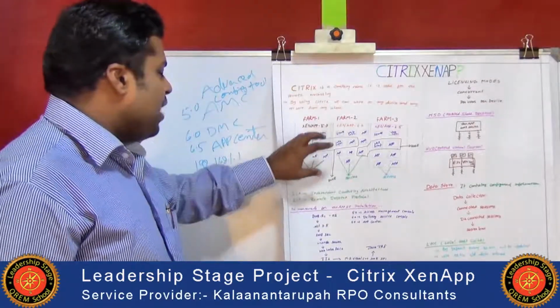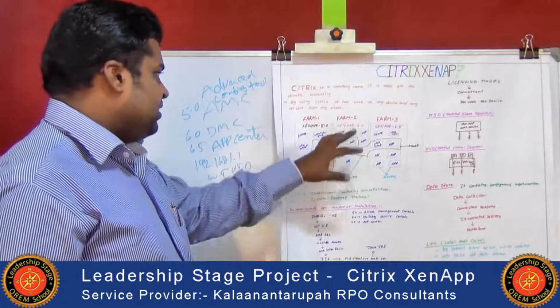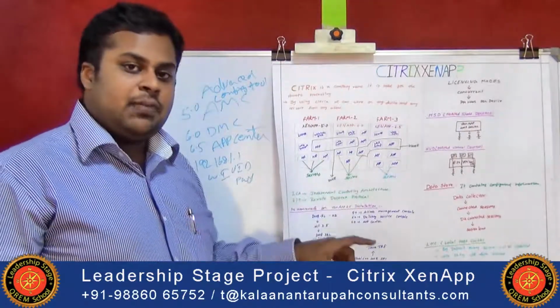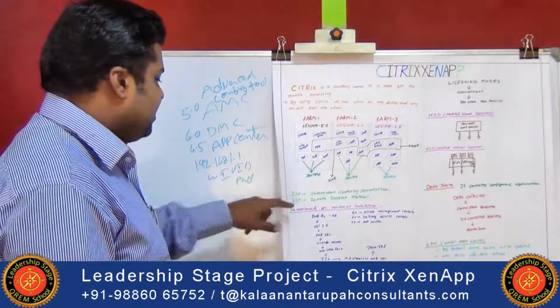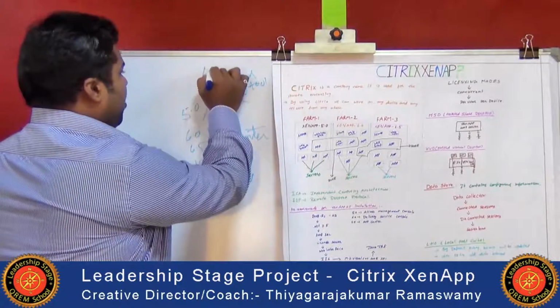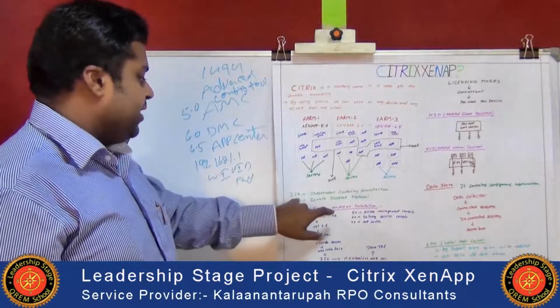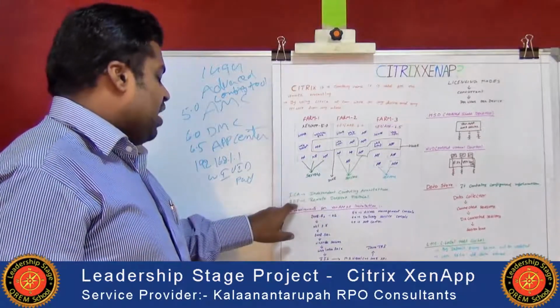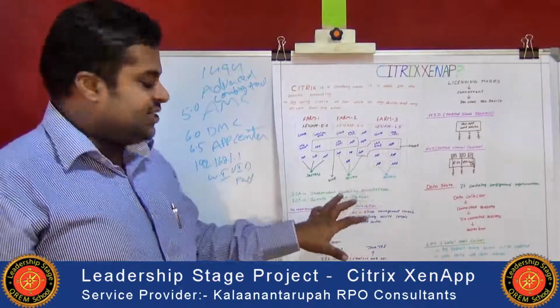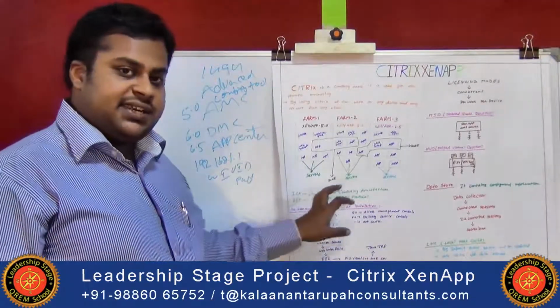By using ICA, we access all the applications in the XenApp farm. ICA means Independent Computing Architecture. This ICA works with port number 1494. This is the port number for ICA. Before ICA, we had to use RDP, Remote Desktop Protocol. This is a Microsoft product. ICA is a Citrix product.